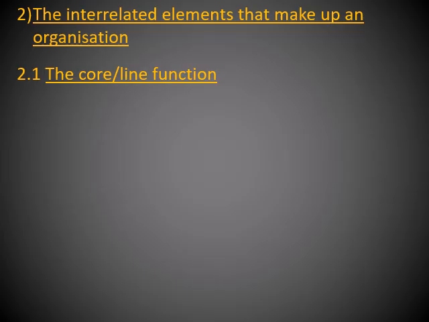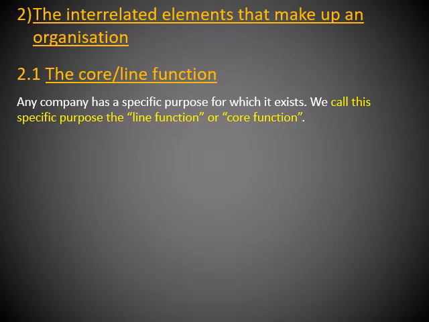Next, we need to look at the interrelated elements that make up any organization. Okay, and the first element that we're looking at is what's called the core or the line function. Now, any company has a specific purpose for which it exists. That specific purpose, guys, we refer to as the line function or the core function, and sometimes people just say that it's the core business of that particular company.